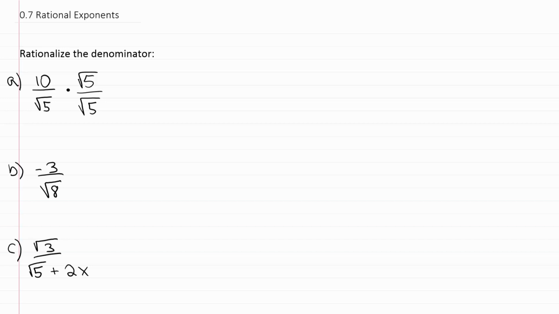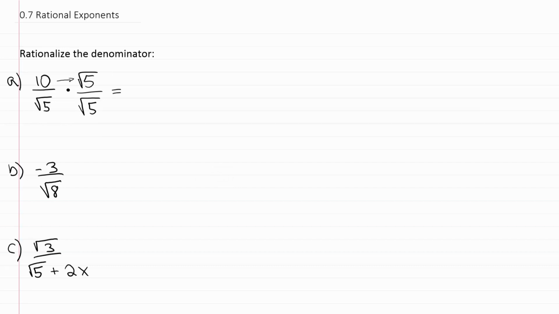Now, the reason why it's okay to do this is because the square root of 5 over the square root of 5 is just another form of the number 1, right? Because anything over itself is just 1, and if you multiply 1 times any number, you're not going to change the value of that number. So I can do square root of 5 over square root of 5 times 10 over the square root of 5 without altering anything.